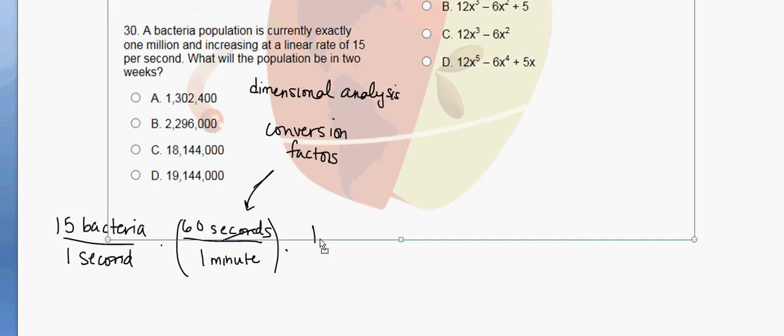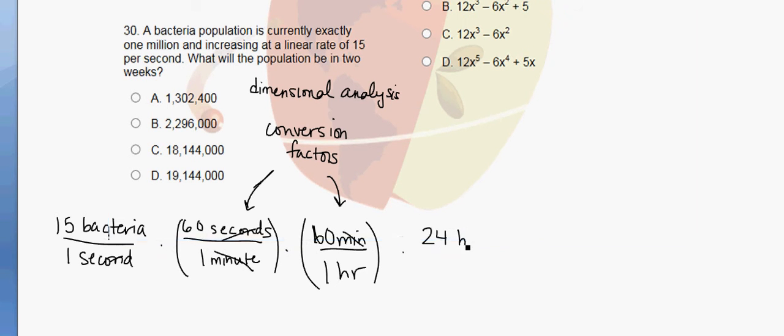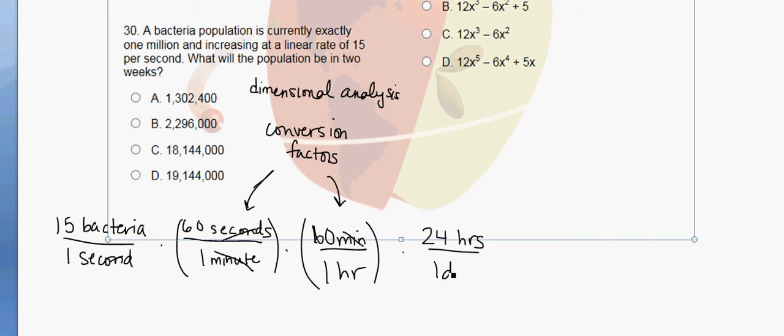So I know that there's 60 minutes in 1 hour. Again, I'm going to strategically do it so that my minutes cancel. And again, I'm still multiplying by something that's equal to 1. So this is another conversion factor. Now I'm in bacteria per hour. Now let's go for days. So 24 hours in 1 day. Now my hours are canceled out, and I have another conversion factor. And finally, we have 7 days in a week.